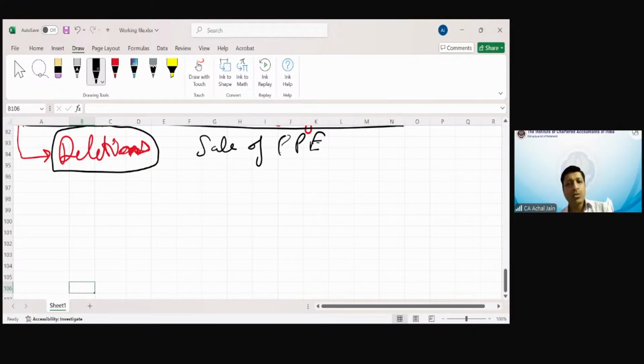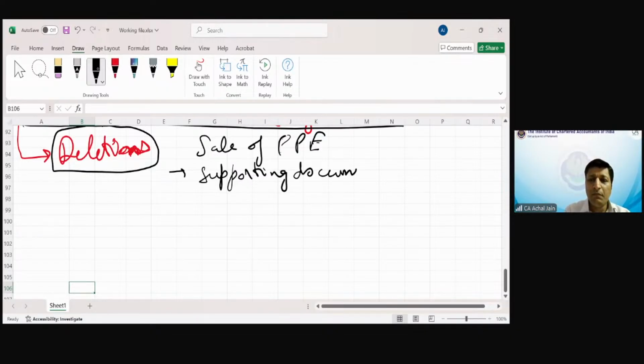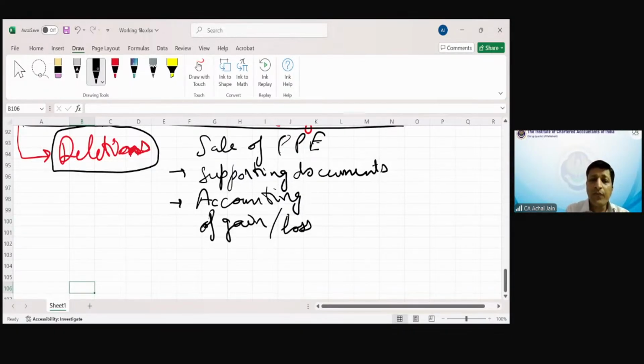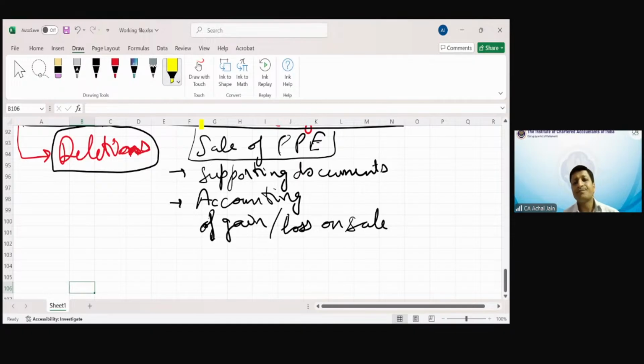Through the sales invoices, through the supporting documents, plus their accounting. So you will look at the supporting documents and the accounting. When the sale has taken place, there would have either been a gain or a loss. So accounting of gain or loss on such sale will have to be verified. Correct. So that will have to be verified.